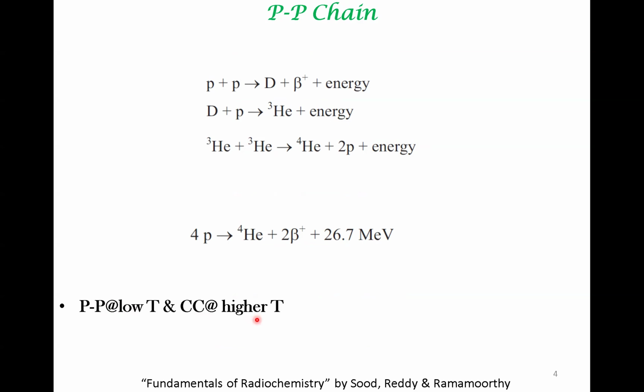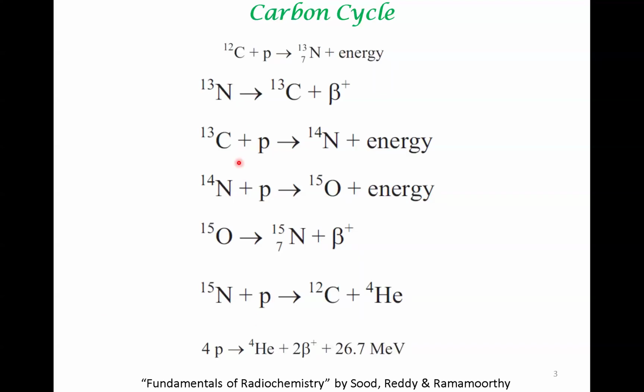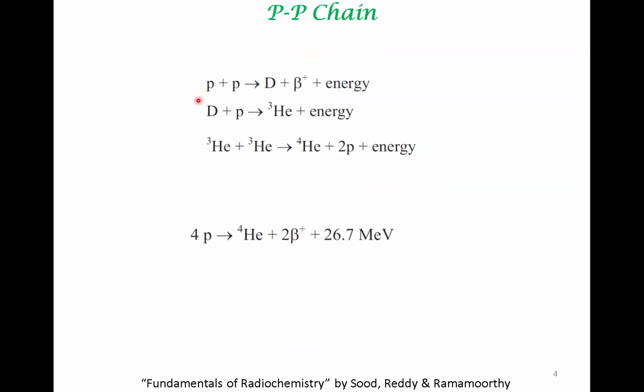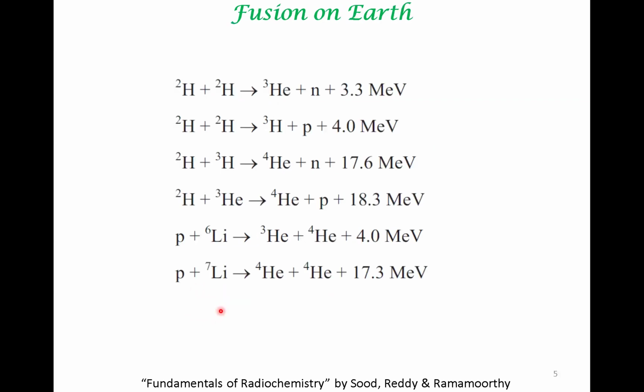If you look at the reasons, the activation barrier or the Coulomb barrier here is quite different from the Coulomb barriers that exist here. So at low temperature, you typically have the proton-proton cycle because you have lower Coulomb barriers. At a higher temperature, the Coulomb barrier can be overcome, so you have the carbon cycle.